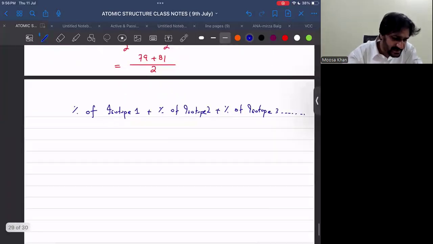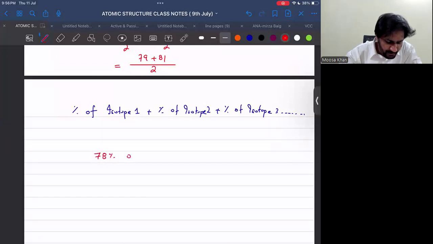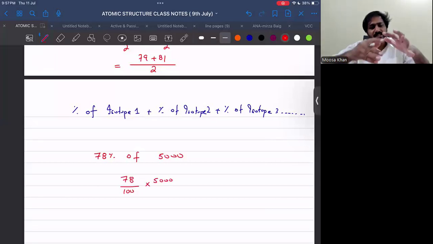Look at how you have studied percentages in your maths. For example, if I asked you to find 78% of 5,000, how would you calculate it? In order to remove this percentage, you have to put 100 in the denominator and multiply by 5,000, because percentage is always out of 100.